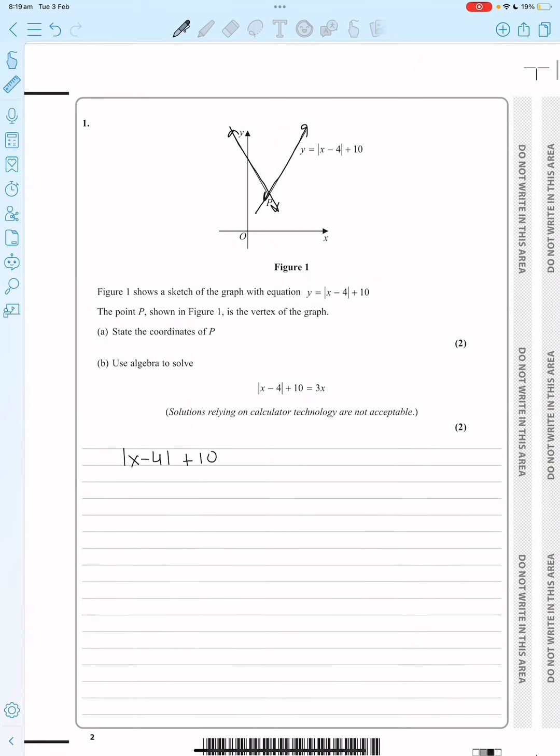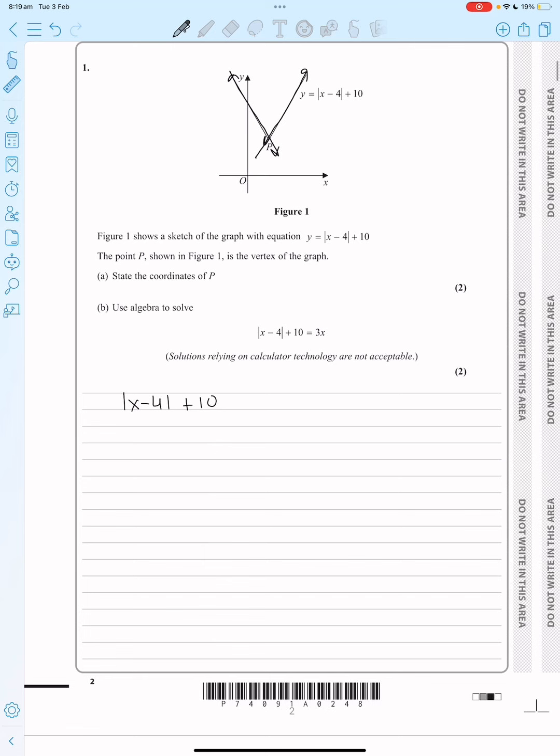How I would find those equations is I would just keep it as it is. So one of my equations would just be x minus 4 plus 10 to give me x plus 6. My second equation would be the negated version. So I would add a minus outside the modulus and treat them as brackets. That would be minus x plus 4 plus 10 to give me minus x plus 14.